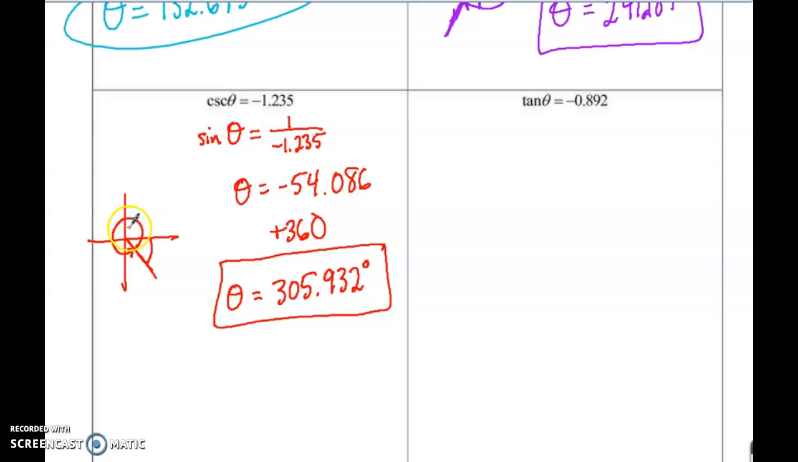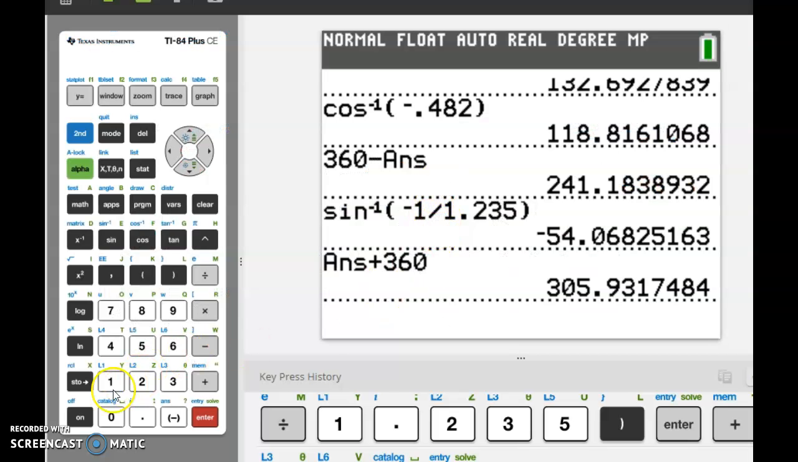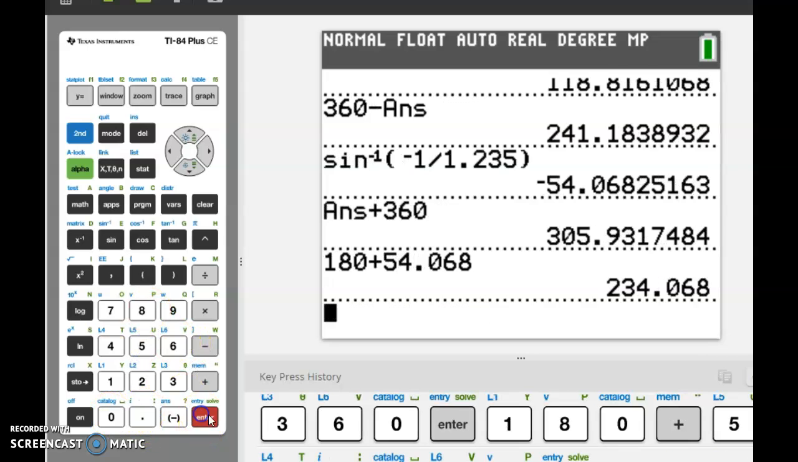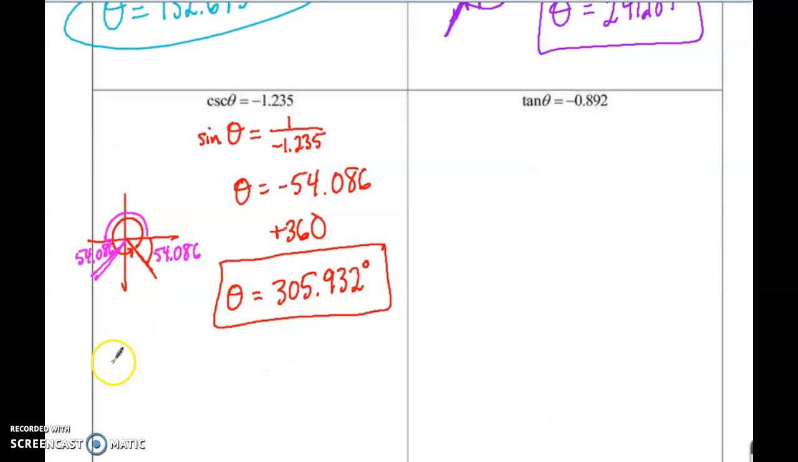But even then, that's not both answers. So remember, this reference angle would be 54.086. I would think about, okay, well, it has to have the same reference angle over here. So think about doing 180 plus that number. There we go, 234.086. I could have done that in my head.